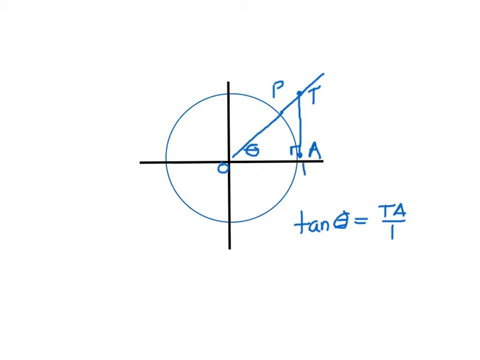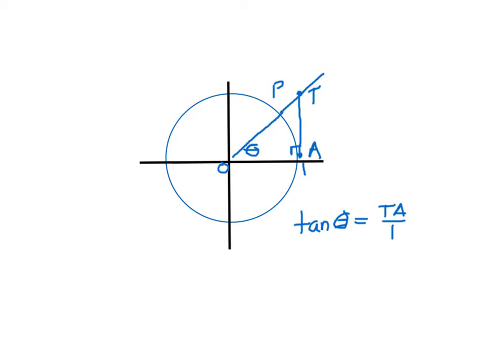So tangent is defined as the length of this line for any point on the unit circle. And you can imagine as we go around the unit circle, that line will change. As we get closer to the x-axis, that line gets very much smaller. And as we get farther away from the x-axis, that line gets very big, approaching infinity. So that's the definition of tangent. That's where tangent comes from.